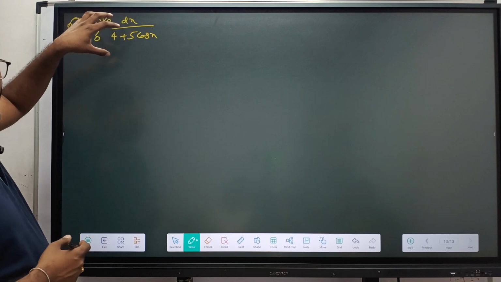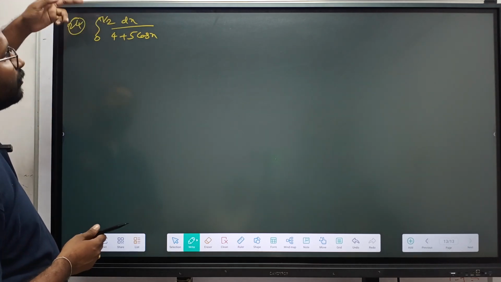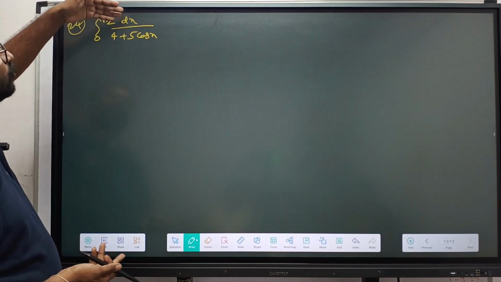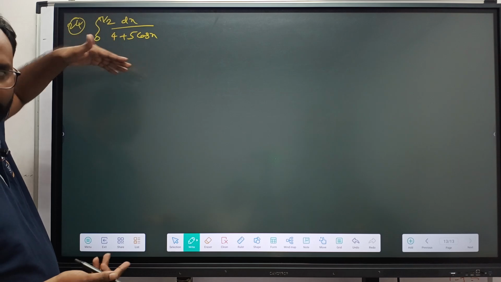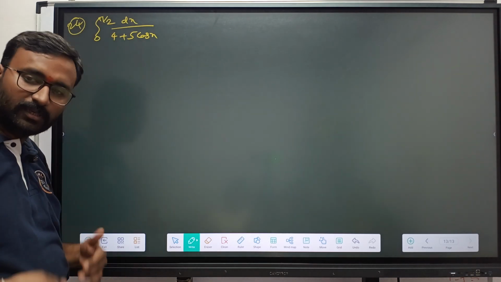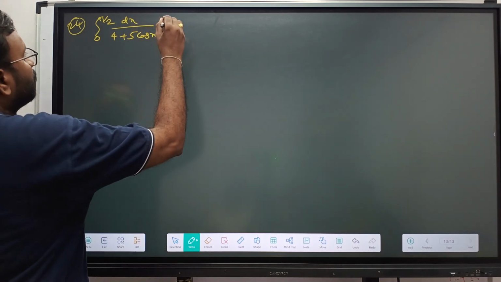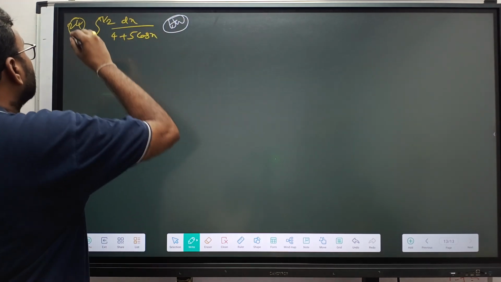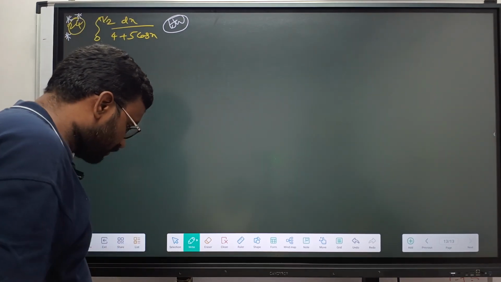Here this is type 7, put tan x by 2 equal to t, limits will become 0 to 1, dx is 2 dt by 1 plus t square, 4 plus 5 cos x where cos x is 1 minus t square by 1 plus t square, LCM, same type 1 perfect square formula, okay. So this is homework, long answer only and very important, this is also.